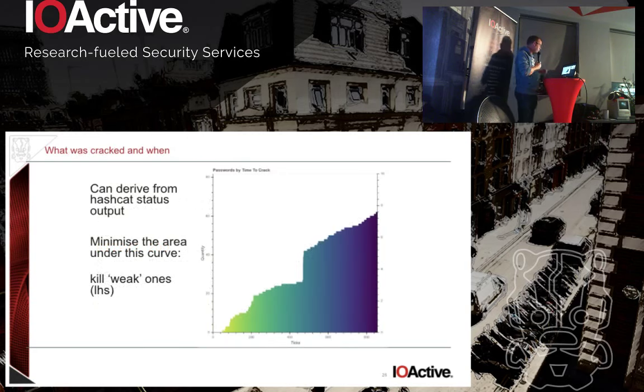The other thing you can do from password tests is see how weak some of your passwords are. This is a graph of how many passwords were recovered over time. The x-axis is time, and how many passwords is the y-axis. So essentially, you're on a curve with not very much on the left-hand side. Those are passwords that are found really quickly, and possibly some of them would be guessable with an online attack.